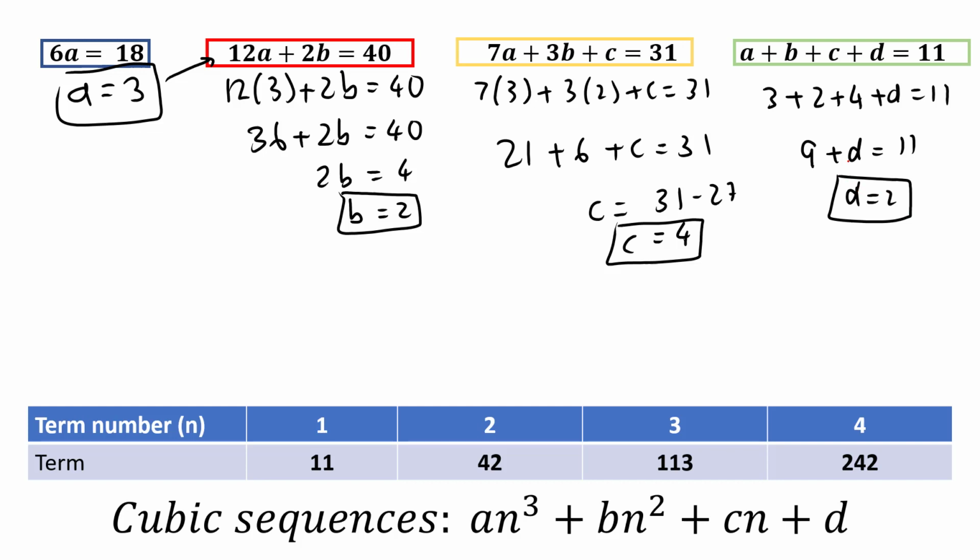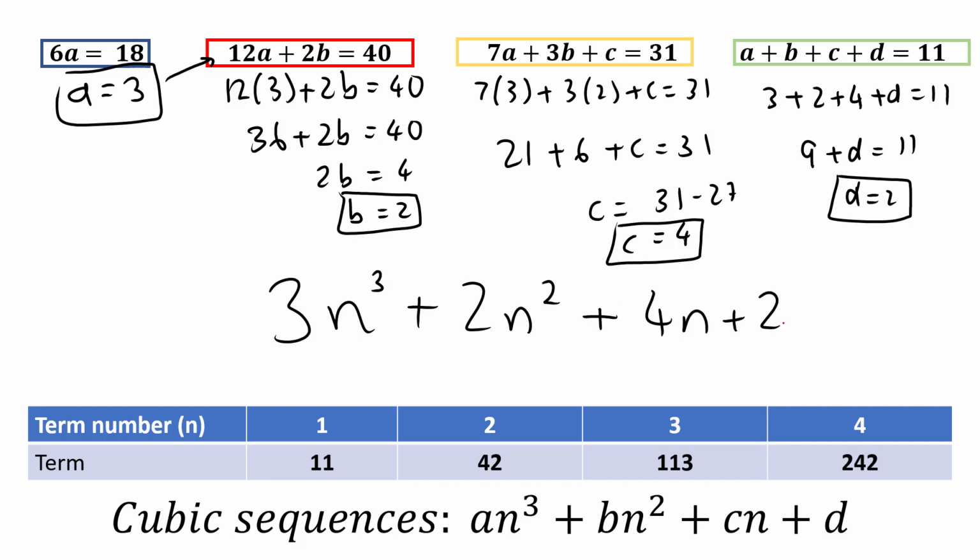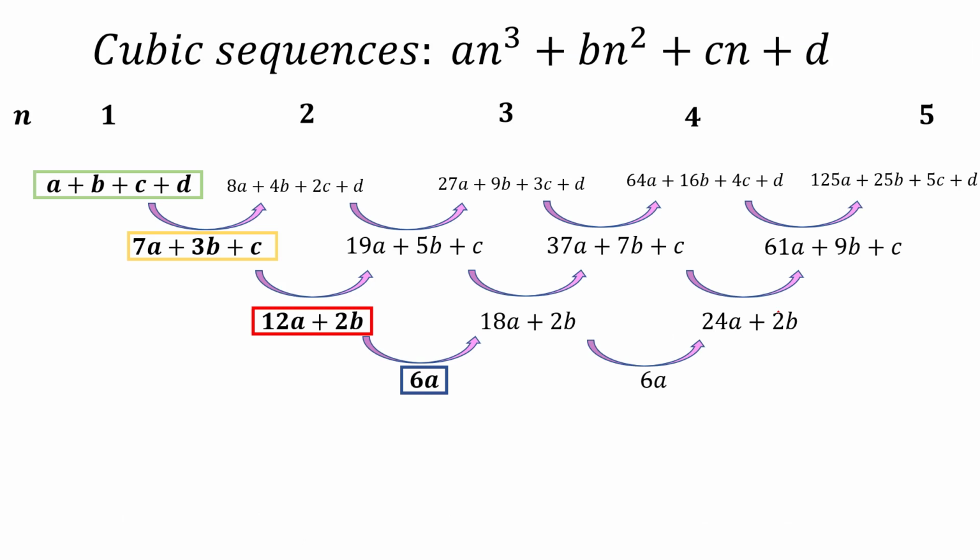And now we have all the missing pieces from our original general cubic sequence, because we know that all cubic sequences are an cubed plus bn squared plus cn plus d. The rule for this sequence we have down here is going to be 3n cubed plus 2n squared plus 4n plus 2. And that is my nth term. That is my general formula for this cubic. And you can use these same 4 equations. You can either memorize them, the 6a, the 12a plus 2b, the 7a plus 3b plus c, and the a plus b plus c plus d to do this for any cubic, or you can build it yourself.